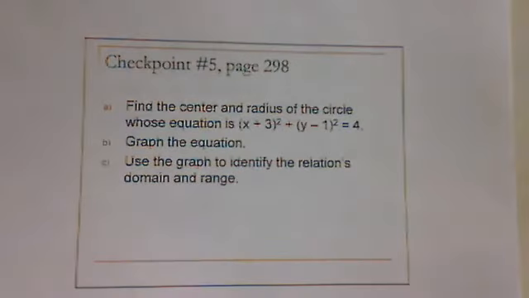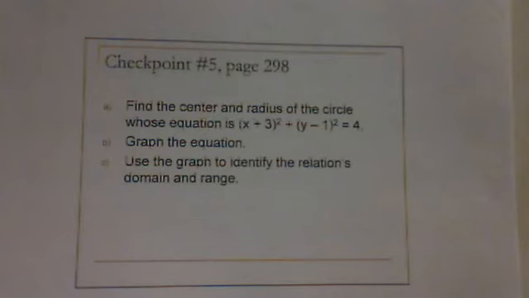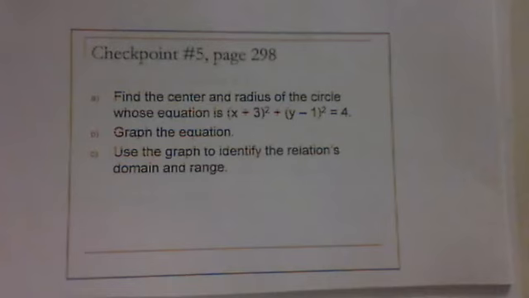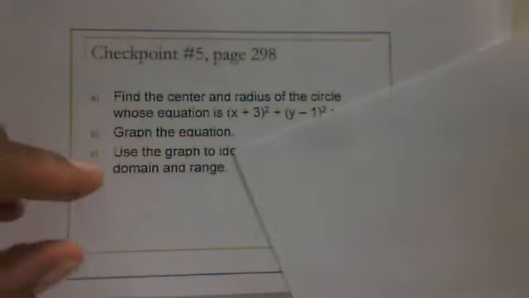All right, the next thing we'll look at is how to use the standard form to graph the equation of a circle. Here we're given an equation that's in standard form. There are 3 parts to this. You want to find the center and the radius of the circle whose equation is x plus 3 quantity squared plus y minus 1 quantity squared equals 4. Then the B part is graphing the equation, and the C part is using the graph to identify the relation's domain and range.